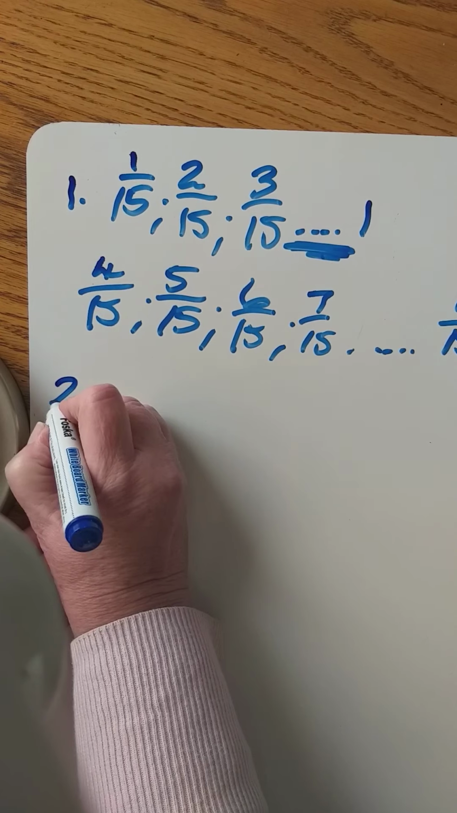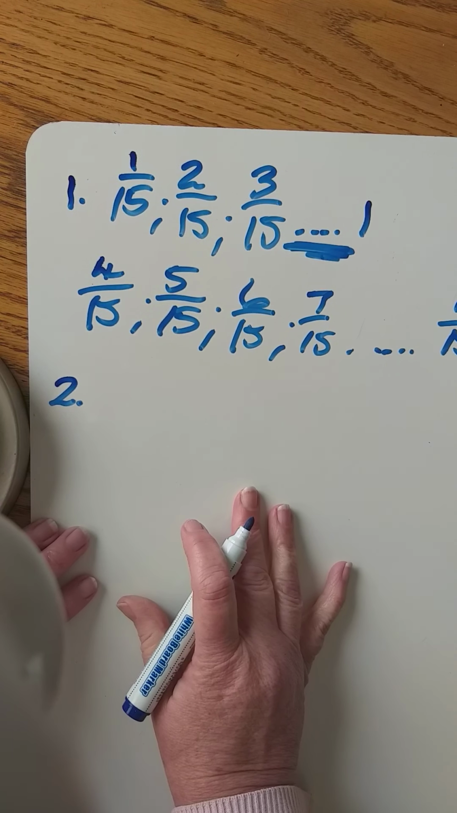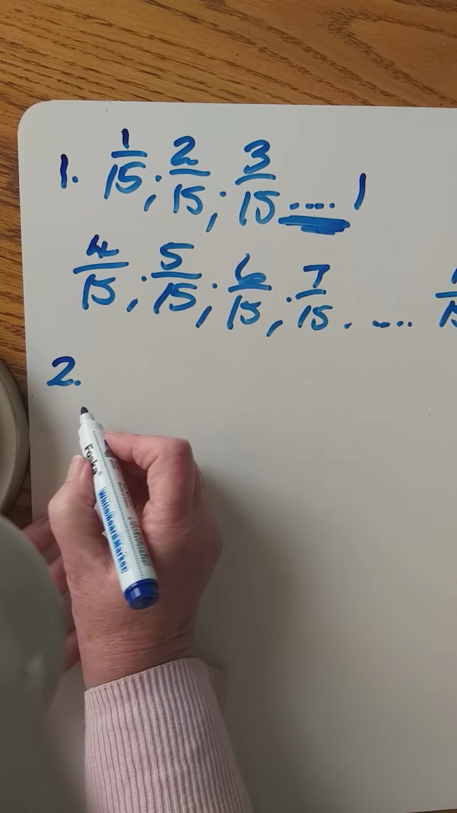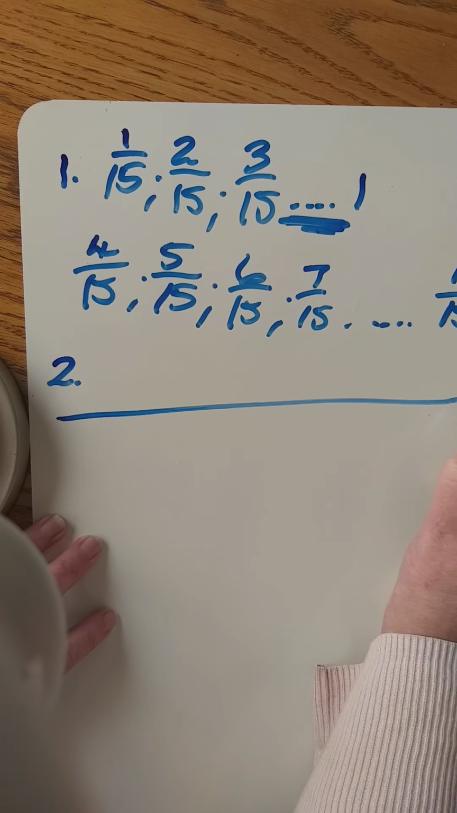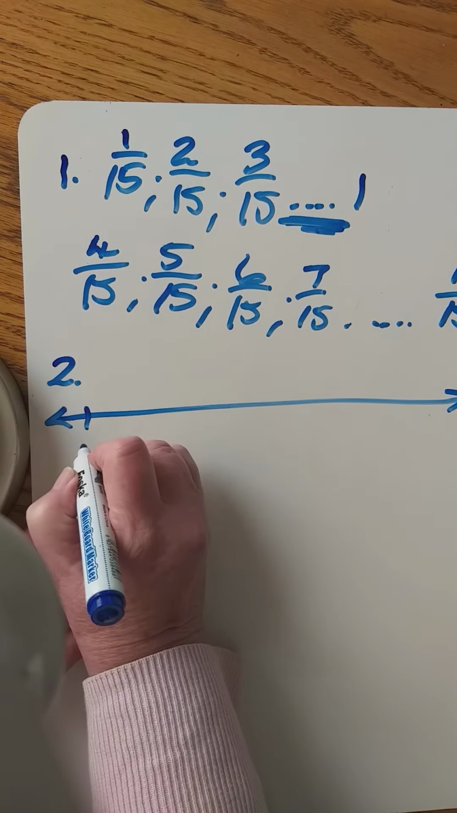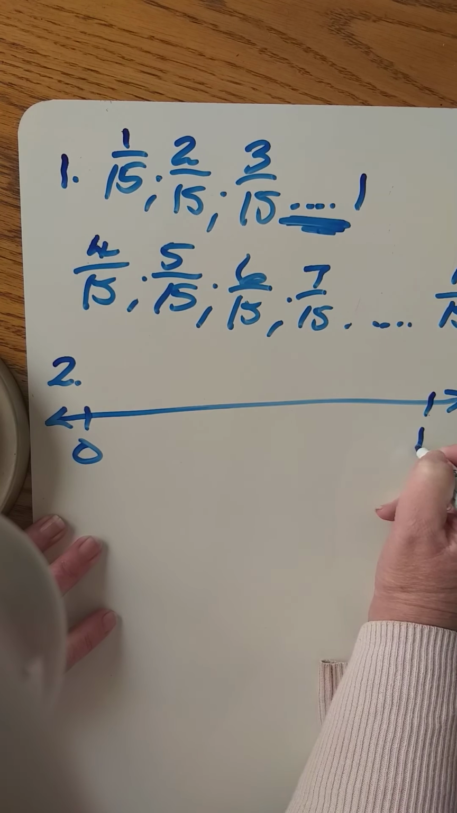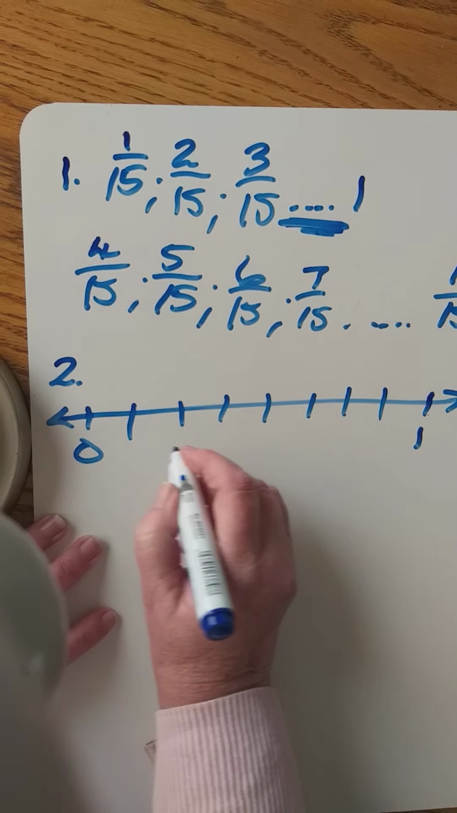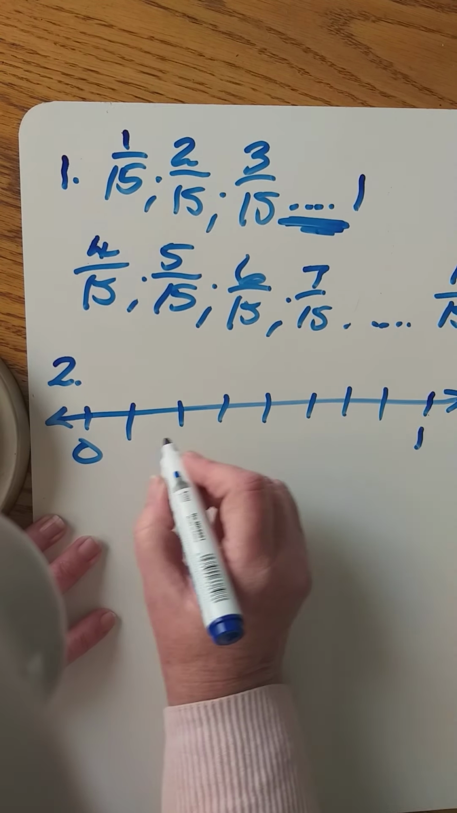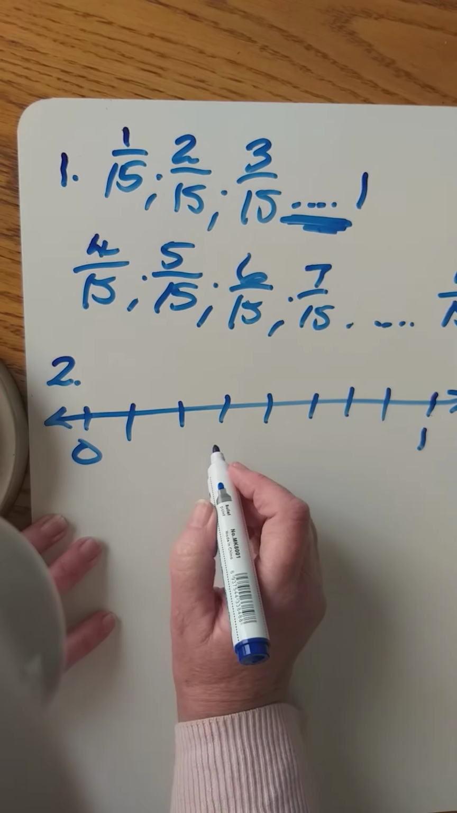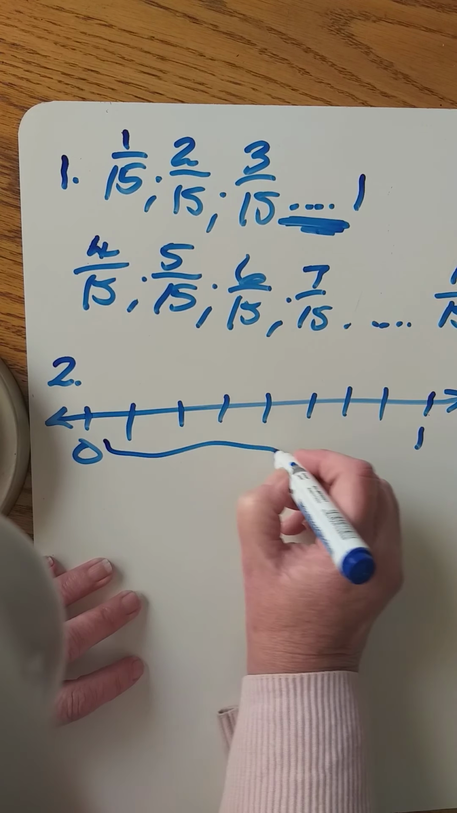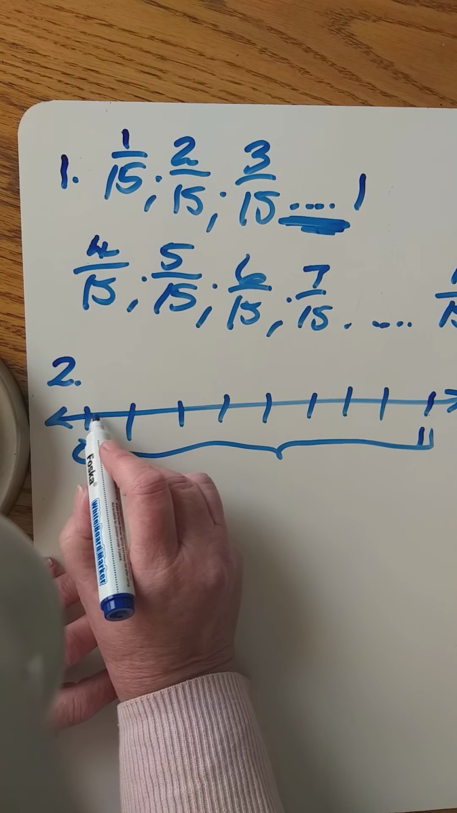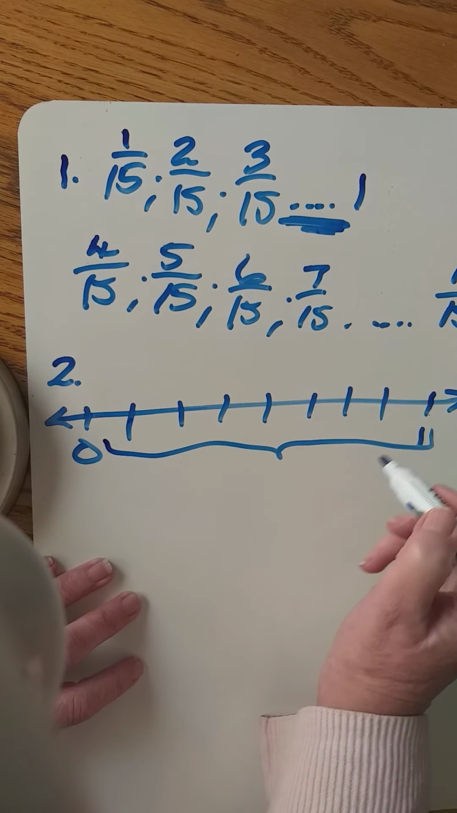Number 2 says, complete the following number lines. So in this, we have got a number line that looks like this. We've got 0, we've got 1. We are used to having each little line or each little interval being a different number. So 1, 2, 3. Now what we are doing is we are looking at how much is all of this. And it's like saying what part of this whole is it.